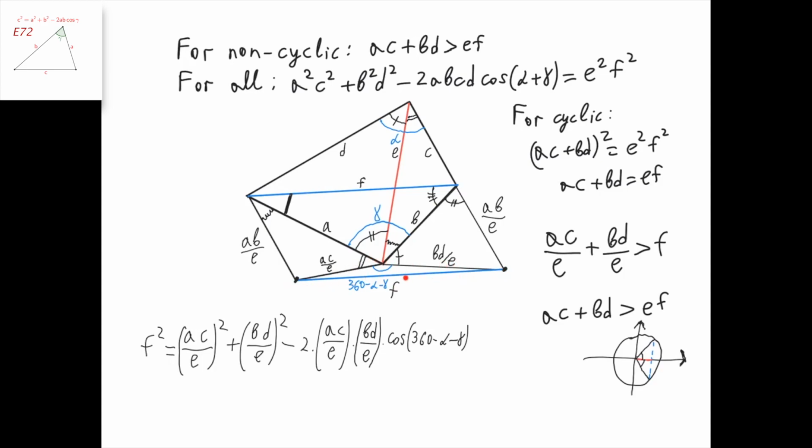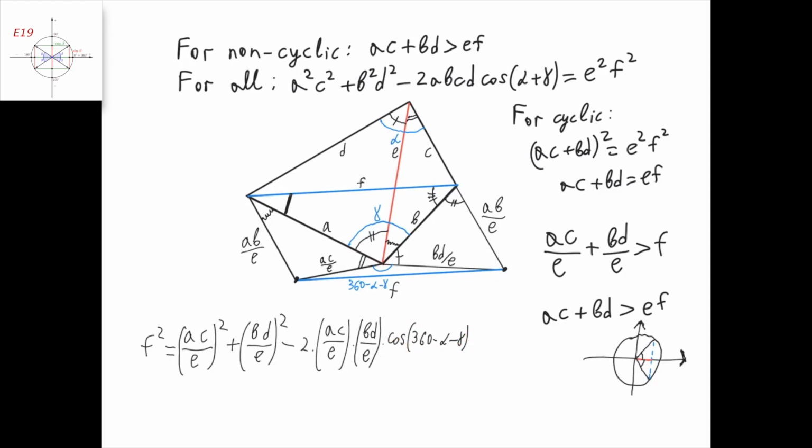Now let's apply the law of cosines for this triangle here. We get that F squared equals (AC over E) squared plus (BD over E) squared minus 2 times AC over E times BD over E times the cosine of this angle, so cosine of 360 minus alpha minus gamma, which is written here. How do we transform cosine of 360 minus alpha minus gamma?